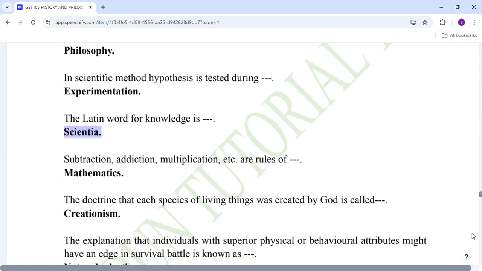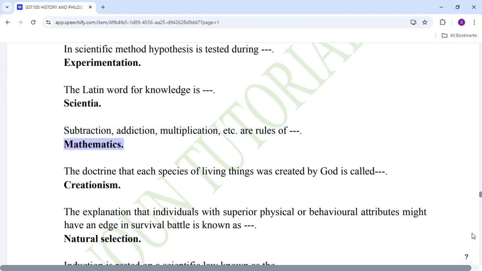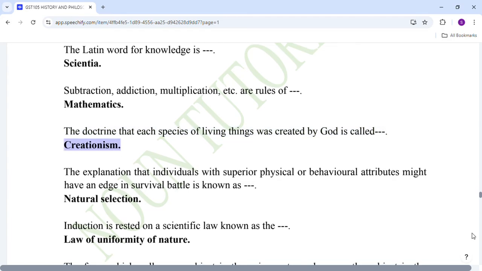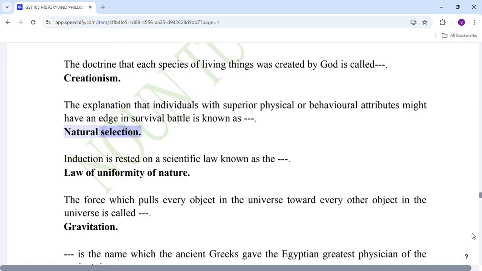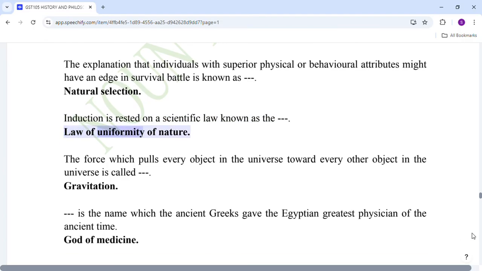Subtraction, addition, multiplication, etc. are rules of mathematics. The doctrine that each species of living things was created by God is called creationism. The explanation that individuals with superior physical or behavioral attributes might have an edge in survival battle is known as natural selection. Induction is rested on a scientific law known as the law of uniformity of nature.